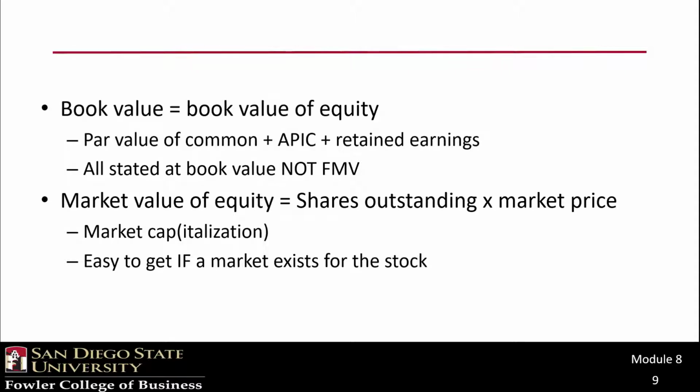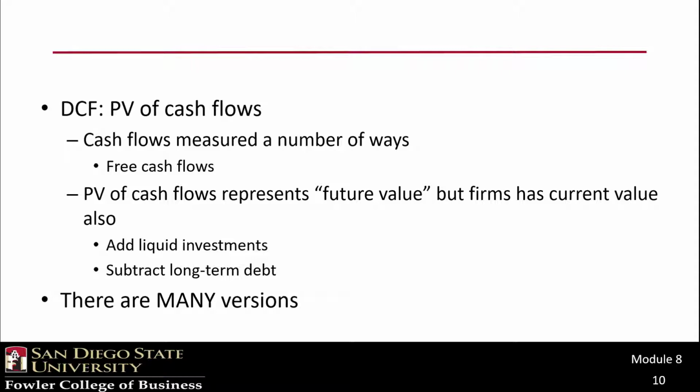Therefore, you've got to resort to some other methods, something like the discounted cash flows method, where we take the present value of all the cash flows. And cash flows can be measured a number of ways, and the textbook espouses using free cash flows. Present value of cash flows represents the future value, but the firm has current value also, and so we also need to add in any liquid investments and then subtract any long-term debt from that value. And I can tell you there are many, many versions of the discounted cash flow model. For example, one of them you see frequently is the dividend discount model.